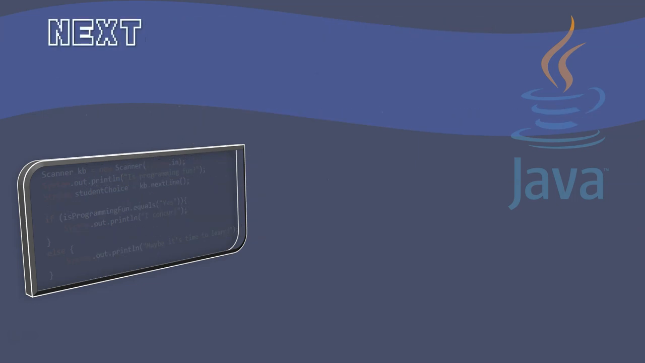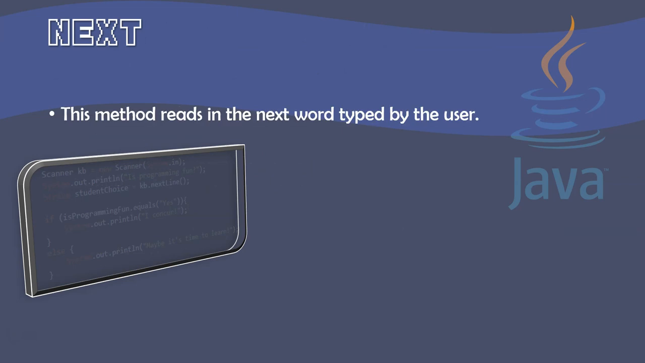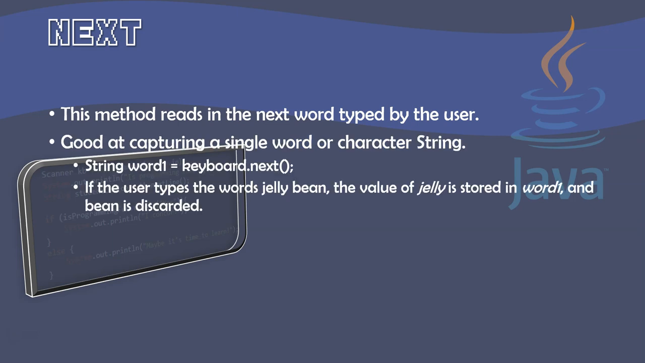So the first method we're going to look at is one called next. This method is simply going to read in the next word that is typed by the user. This is really good at capturing a single word or a single-character string. So for example, I have a string called word1 and I set that equal to keyboard.next. There's no nextString, nextDouble, or nextCharacter, it's just .next. If the user types, let's say, the words jelly bean, the value jelly is stored in word1 and bean would be discarded because it's only taking in that first word.